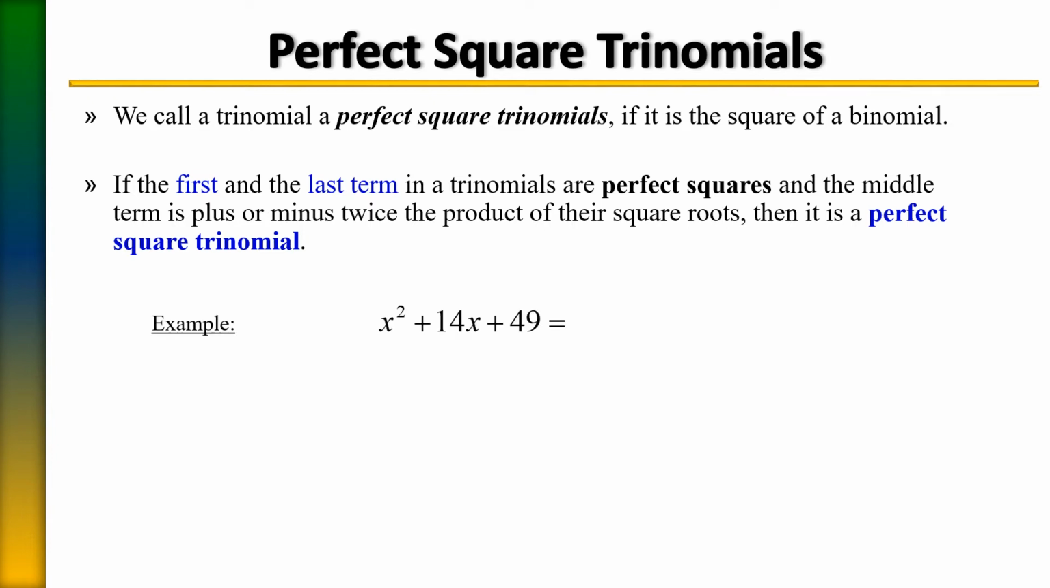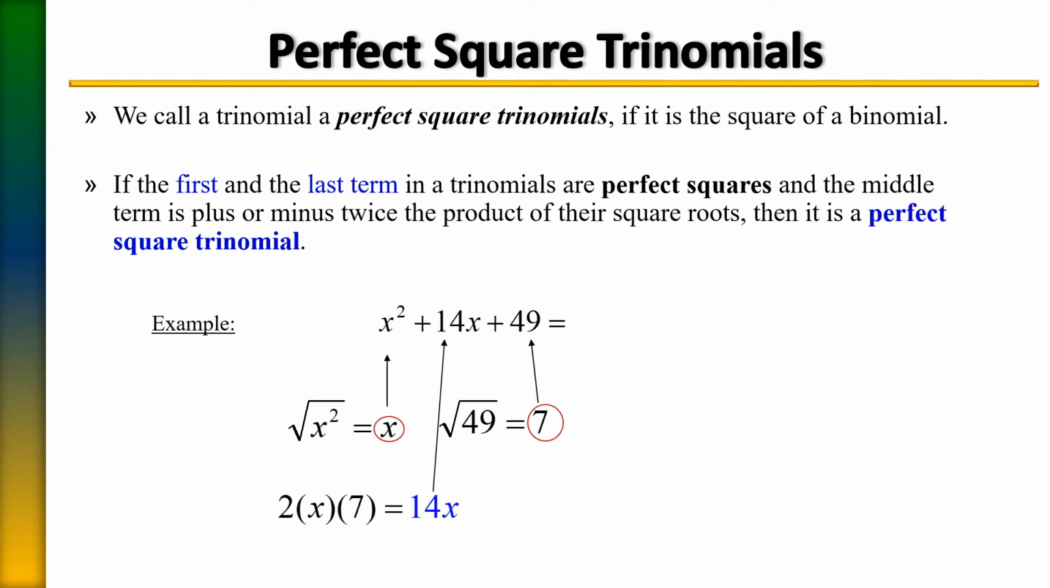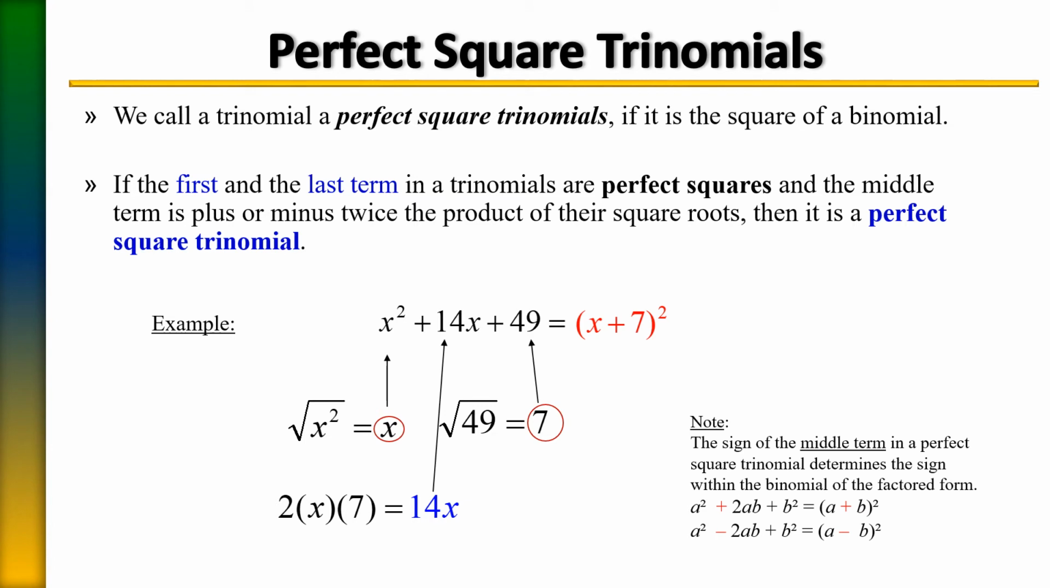If you have a trinomial and you notice that the first and the last terms are perfect squares, in other words, the square root of x squared is x, the square root of 49 is 7, if you take what their square roots equal and multiply that with the number 2, and it gives you your middle term, then that is a perfect square trinomial. It will always factor into those 2 terms that you found the square root of the first and the last term. So that's x plus 7 squared.